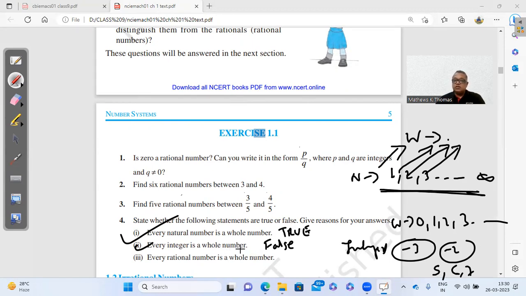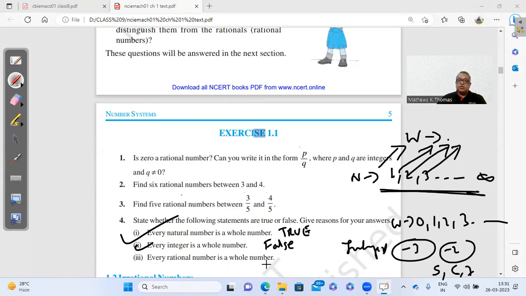Why is every integer a whole number false? Again, I'm explaining because negative numbers like minus 2, minus 3, minus 4 are integers, but they cannot be whole numbers because whole numbers start only from 0. There is no negative number in this series.